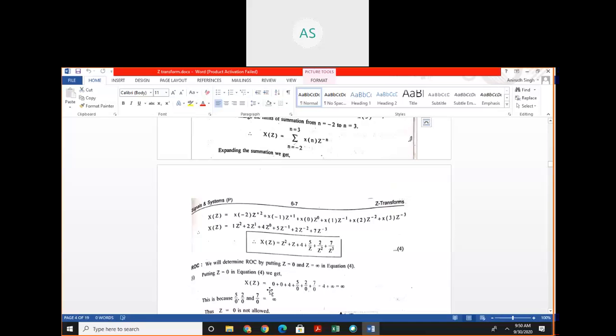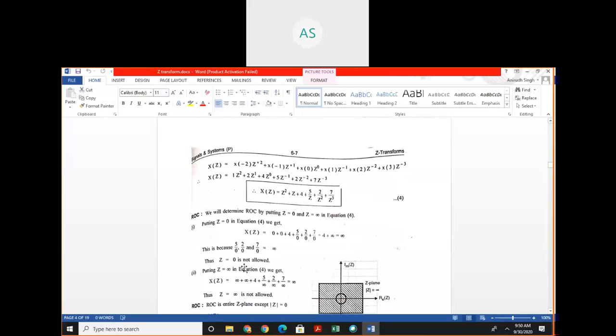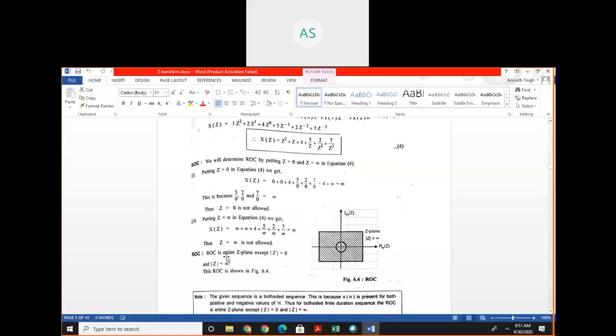For determining ROC, we put z equal to 0 and z equal to infinite in this equation. When we substitute z equal to 0, we get 0 plus 0, 4, infinite, infinite, infinite. So we get infinite value of x of z. So z equal to 0 is not allowed.